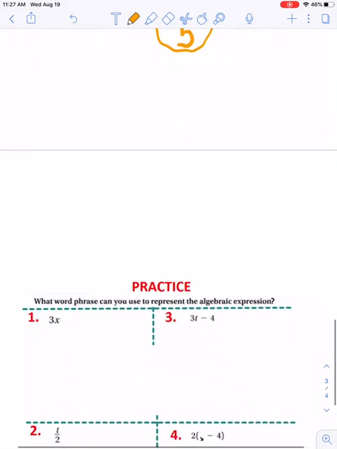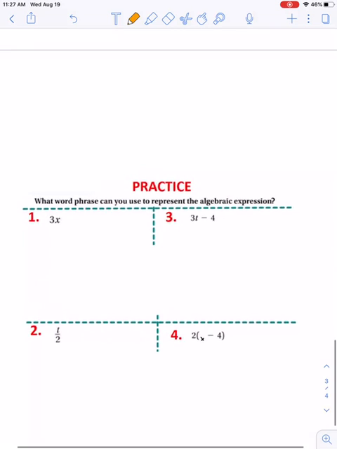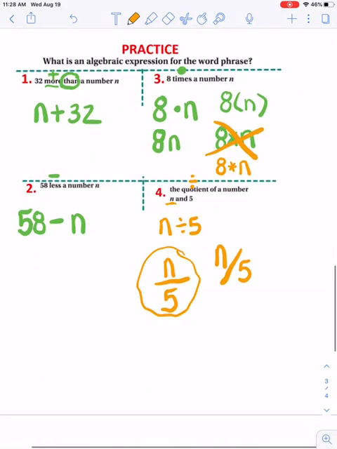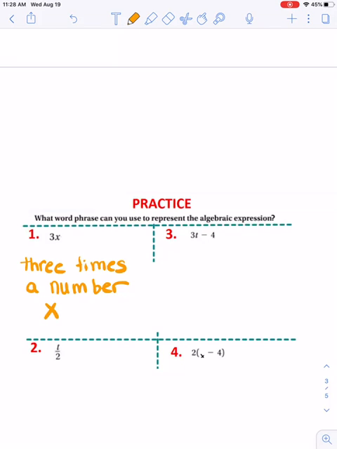All right, last 4 examples before we finish out the video. It says, what word phrase can you use to represent this algebraic expression? Hopefully you were thinking, gosh, there could be multiple ways, right? And that's true. For this first one, 3x, they're touching, so I know that means multiplication. I can go up to multiplication, and I can use any of these words to indicate that it's multiplication. I generally like to not get very fancy, and I just use the ones I'm most used to. So 3 and x, I think, well, that's 3 times a number x.